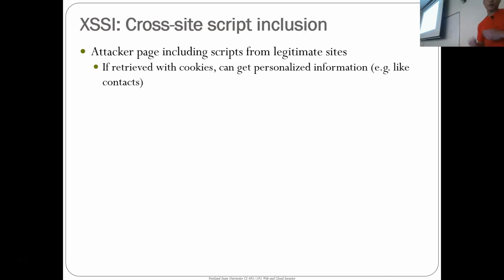So here's an example. The attacker page includes script from a legitimate site, and if the content from the legitimate site is retrieved with the site's cookies, you can get personalized information like contacts from that legitimate site, even though the victim hadn't intended to share that content with you.